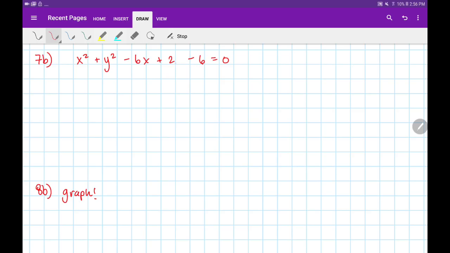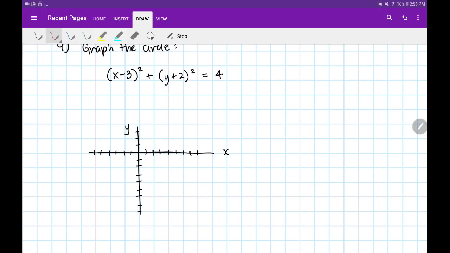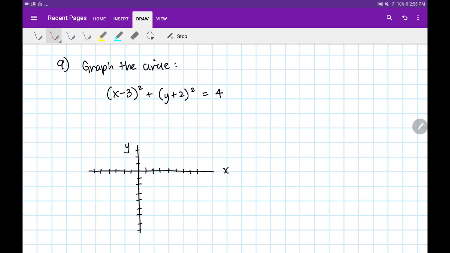Let's move on to our next problem, number 9. Ooh, I love this problem. It's already in standard form, and all we have to do is graph it. So to graph, let's label our center.